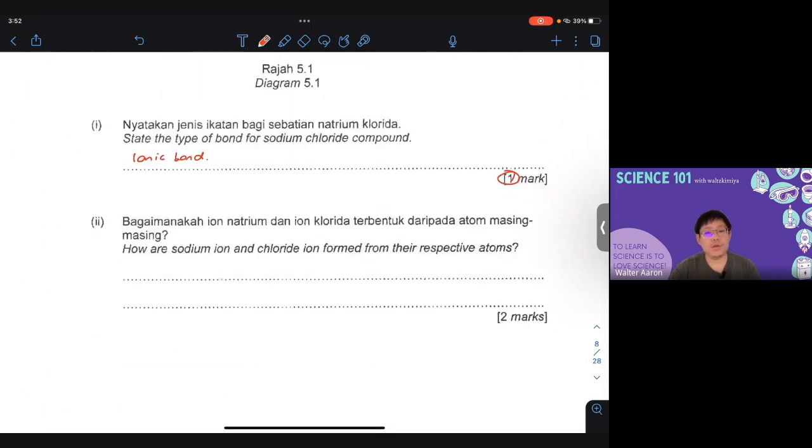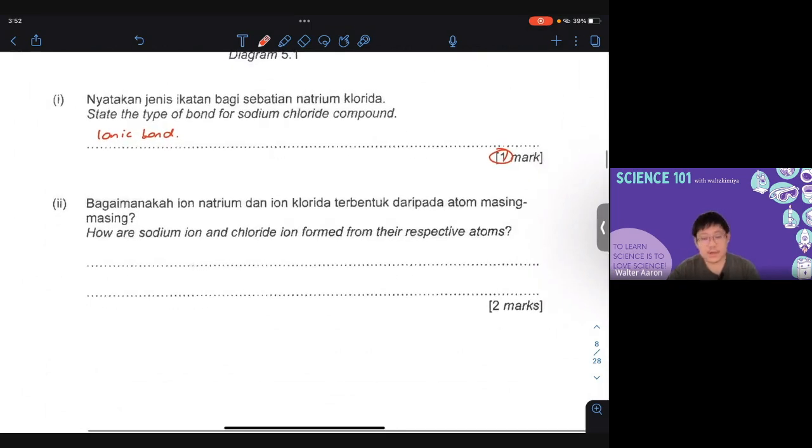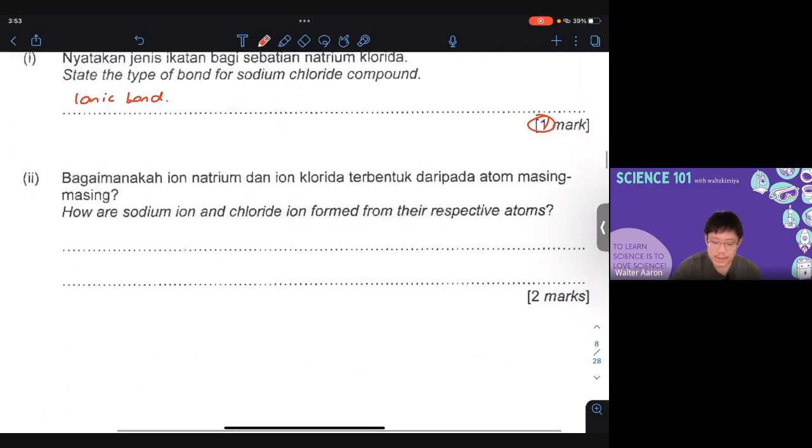And then for number 2 here, how are sodium ion and chloride ion formed from the respective atoms? So very easy. You can say that sodium atom donates one electron to the chlorine atom, and both of them form octet electron configuration. Okay, so it's a very simple thing lah. But as long as you say that sodium donates one electron, and chlorine were to accept the electron, then you get 2 marks already.